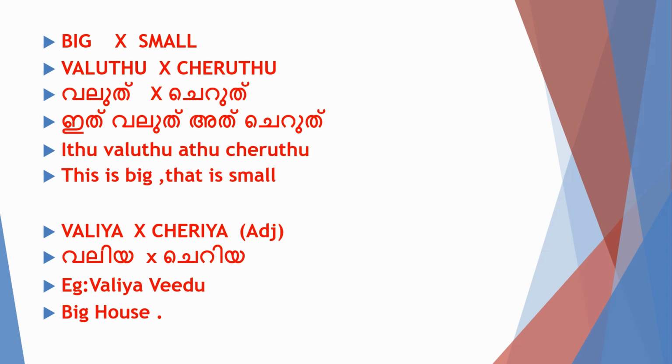Okay, so there is also a different usage. It is valiya, cheriya. So that is the adjective form. Here is an example. Valiya veedu, which means big house. Okay, so big is valudu, small is cherudu.